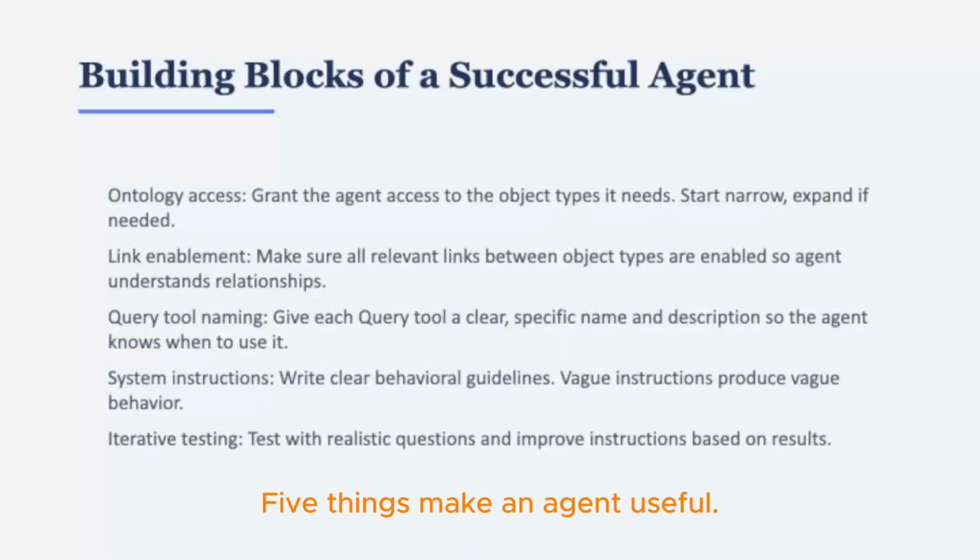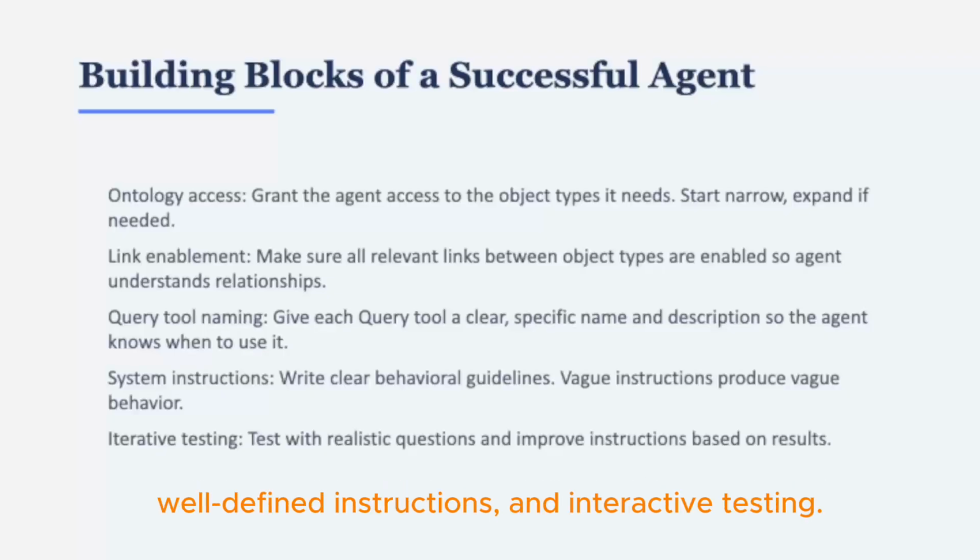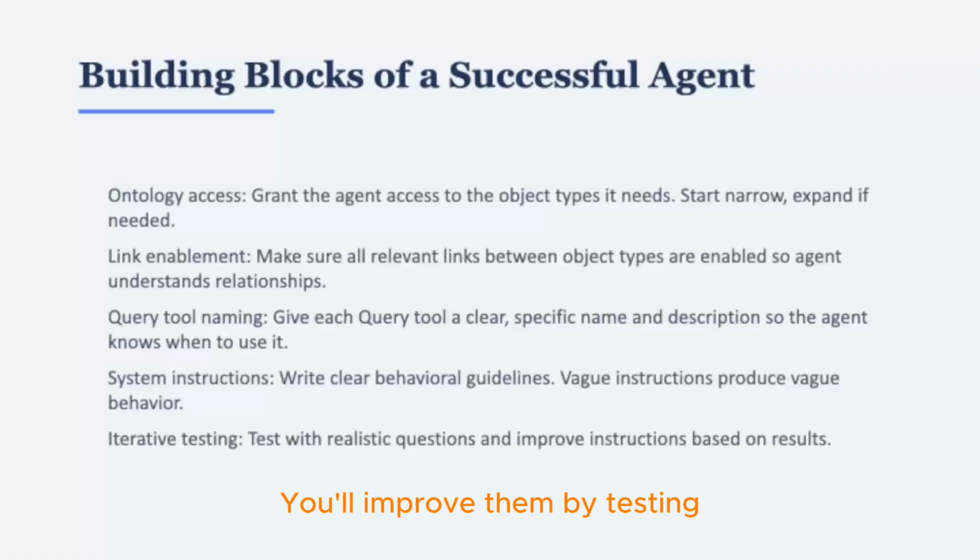5 things make an agent useful: narrow ontology access, links enabled, clear tool naming, well-defined instructions, and interactive testing. Agents aren't perfect on day 1. You improve them by testing and refining instructions over time.